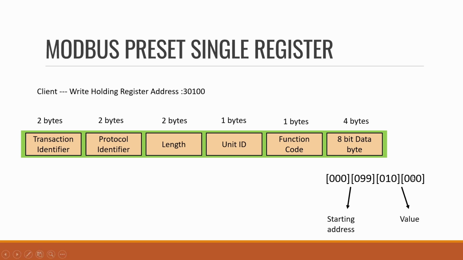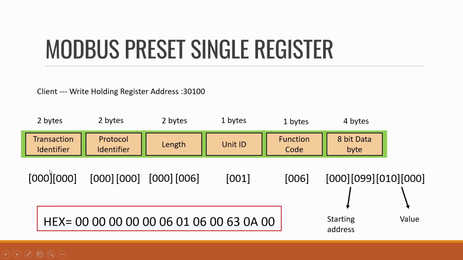These 2 bytes represent the value which you are going to write into your holding register, and these 2 bytes represent the starting address. And here you have the function code, which is 6 for writing to a holding register, unit ID 1, length is 6, protocol identifier 0, transaction identifier 0. So this is the hexadecimal equivalent. These 2 bytes represent the value. So let us see in the protocol analyzer what the frame will be like.